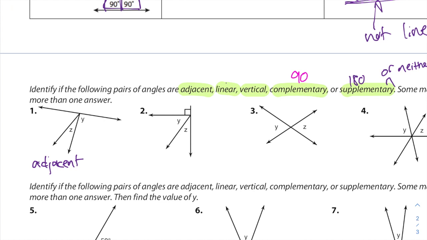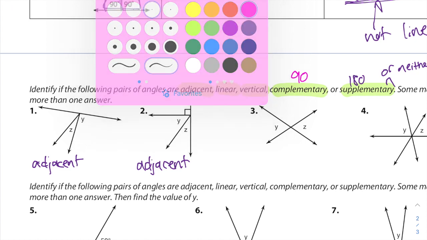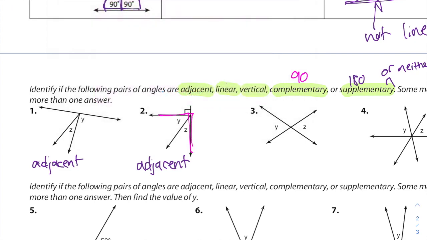Okay, number 2. Adjacent, yes, they have a shared side and a shared vertex. Linear, no. I know there's a straight line, but similar to the one before, y and z together do not make that straight line. Y and z together make a bended angle. So it's not linear. Vertical, no, because again, adjacent and vertical don't go well together.